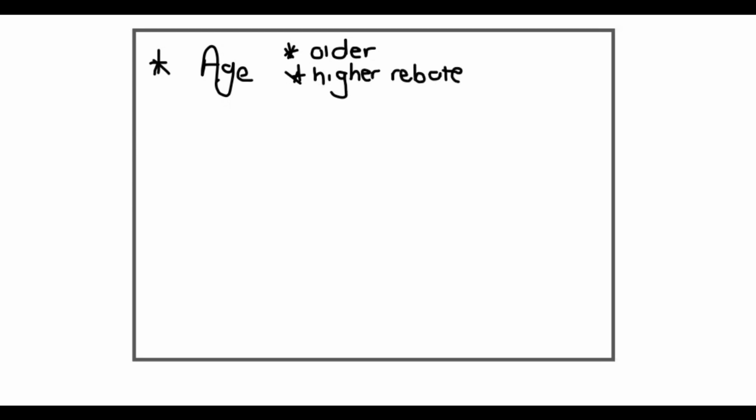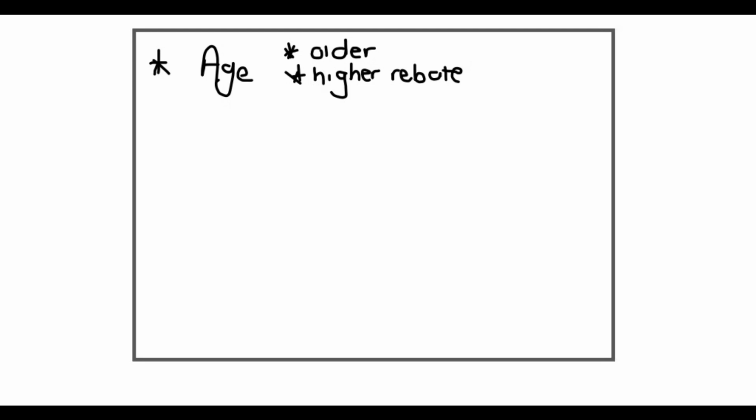Okay, I wanted to make two side notes here. The first thing is age is very important. Age matters. You are actually in a privileged position if you are an older person. And this is a question sometimes: why do older people get higher rebates, or more rebates? Go and look at my video to find out what a rebate is. But anyway, it's like a subsidy from the government.